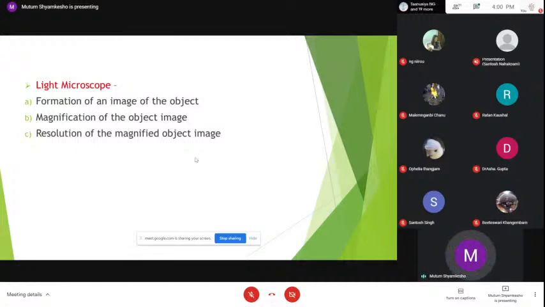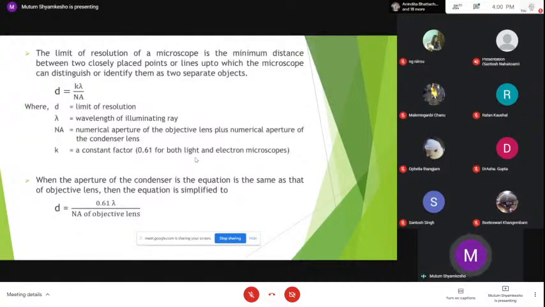Then when we come to resolution, as I have already mentioned, limit of resolution is a concept defining the resolving power of a microscope. And this limit of resolution of a microscope can be defined as the minimum distance between two closely placed points or lines or two objects, up to which the microscope can distinguish or identify them as two separate objects.